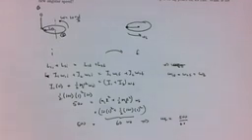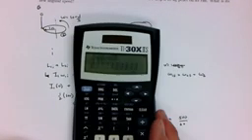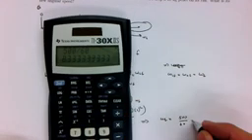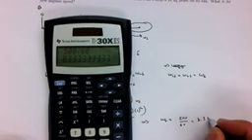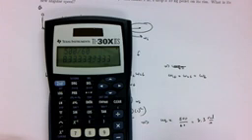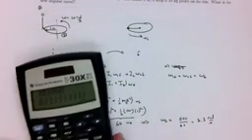Let's figure out what that is going to be. Let's break out the trusty calculator. 500 divided by 60 is equal to 8.3 radians per second. Okay, I hope that was very helpful.